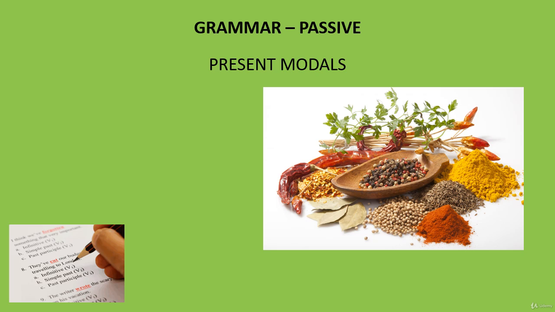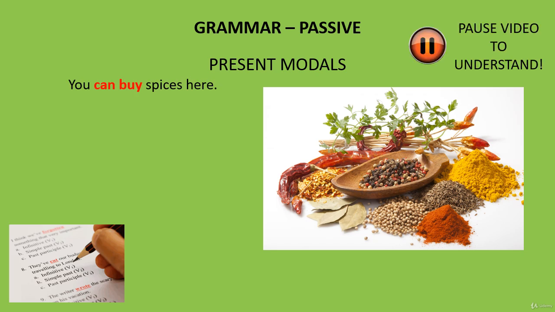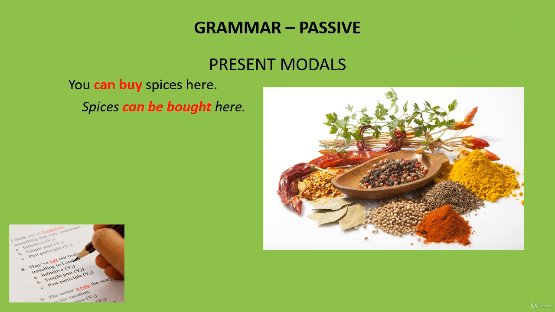Making passives from modals is the same as making them from will future. Here's a sentence for you to change into the passive. You can buy spices here. The answer is, spices can be bought here. Now make a yes-no question. Can spices be bought here?